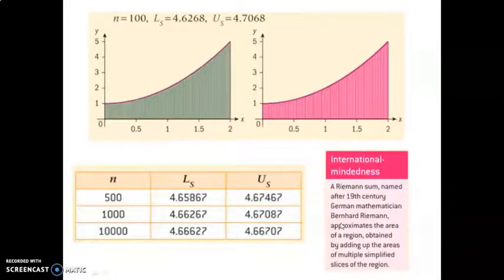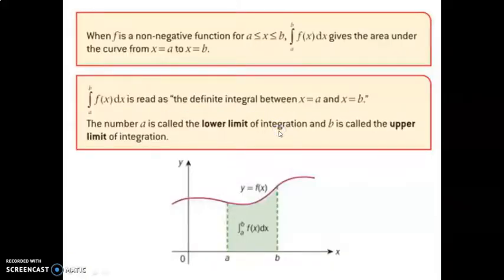Okay, where does this come from? This is called a Riemann sum, named after 19th century German mathematician Bernhard Riemann, who approximated the area of a region obtained by adding up the areas of multiple simplified slices of the region. So he did the same idea, cutting up the area, adding them up. Alright, and this is what integral calculus is all about. So I will describe this here, and then we'll continue with some problems using what is called the integral.